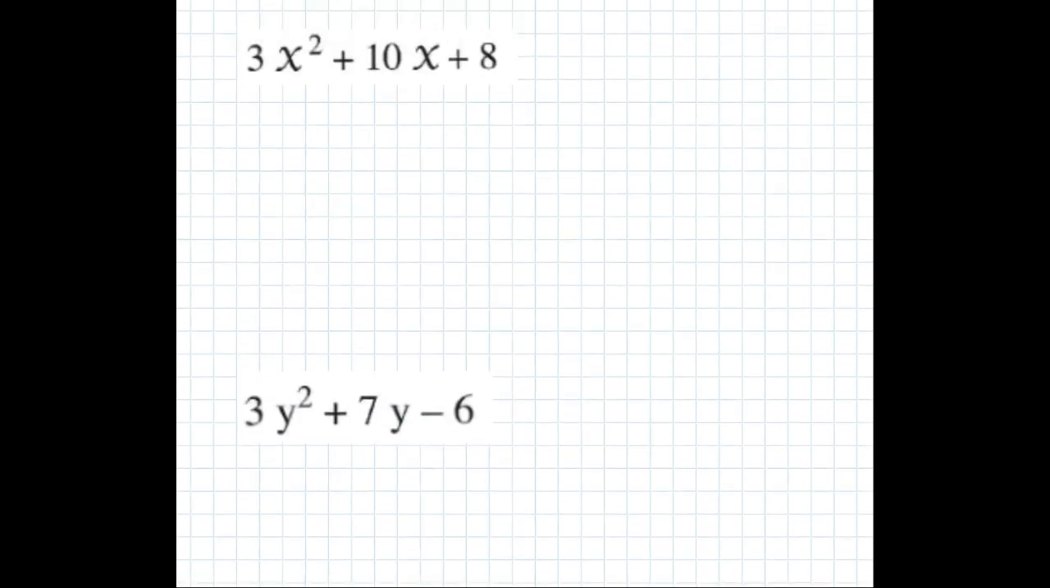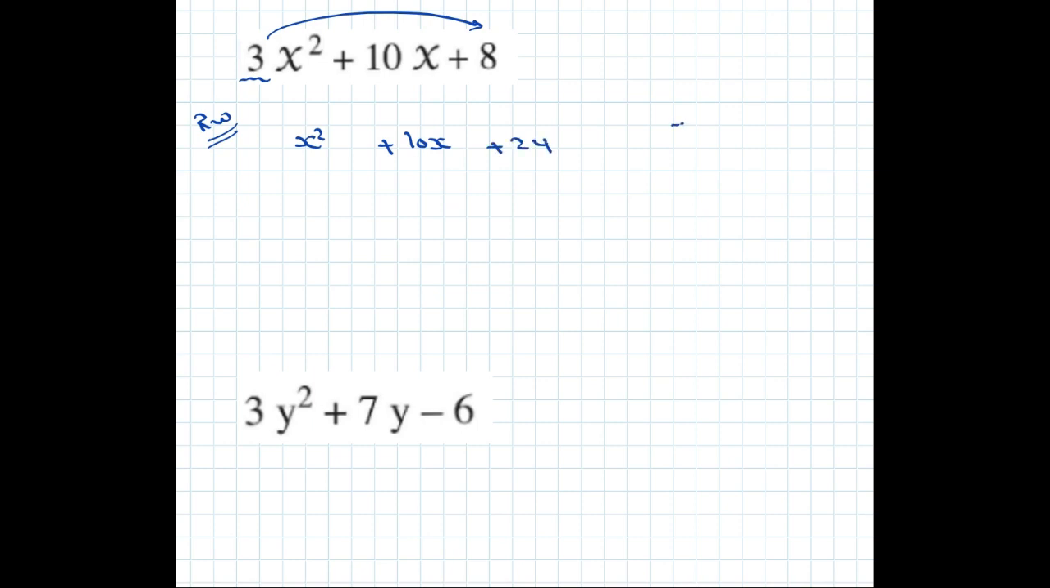Another example. Let's try this one, a little bit harder. Yes, I can hear you all now saying that we have to multiply the 3, the coefficient of x squared, by the absolute term 8 and rewrite the trinomial as a simple trinomial. x squared plus 10x plus 24.